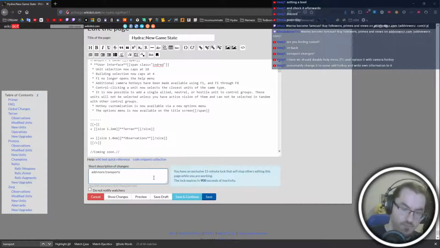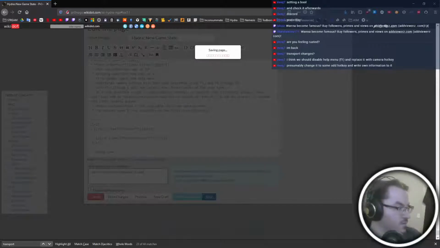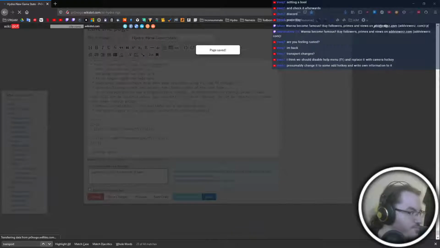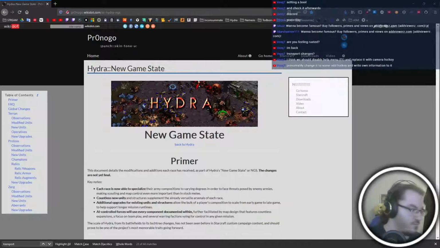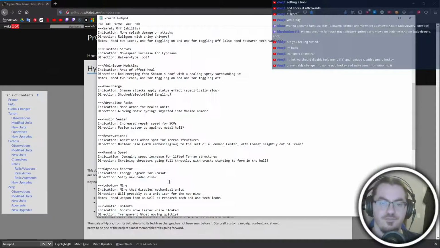Yeah, I mean, I agree with that. Anyway, I agree with disabling the help menu hotkey. That's for sure. All right, so I've added that stuff in too. Looking good. All right.